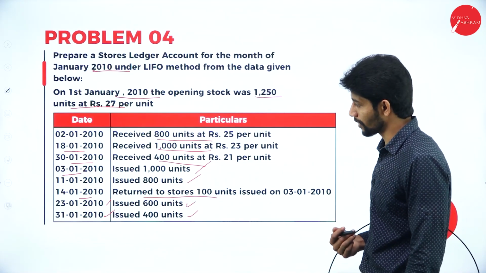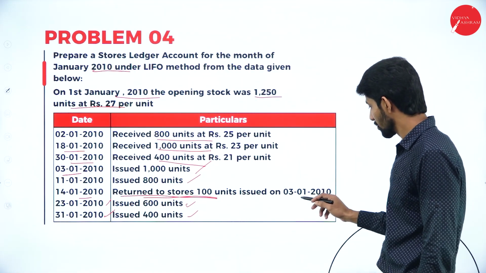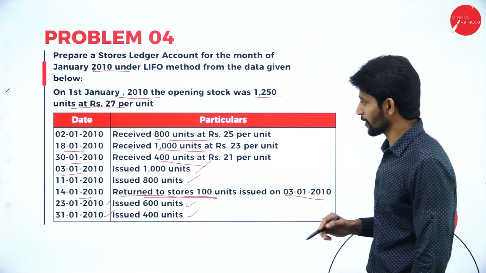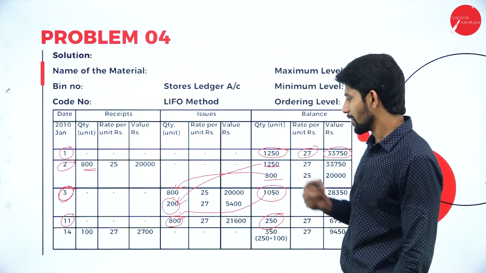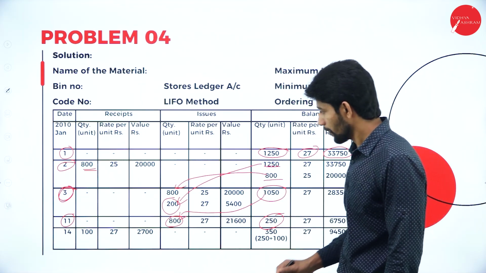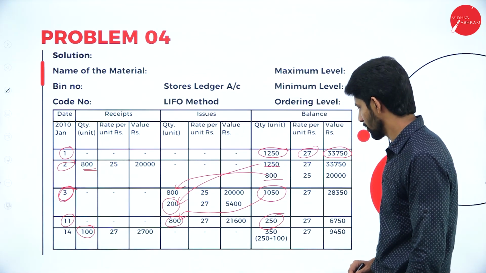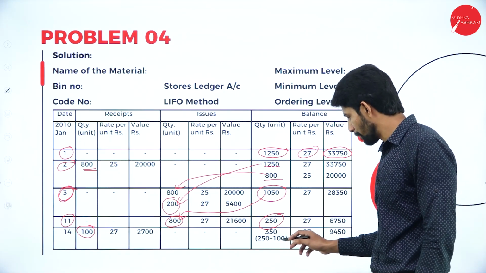Next, 14th. Return. Yes, on 14th, what is the entry? Return. Returned 100 units which were issued on 3rd Jan. So of whatever we issued on 3rd Jan, this 100 is received back. So on 14th we received 100 units from the department. So we are supposed to show that in the balance column. So 250 plus 100.